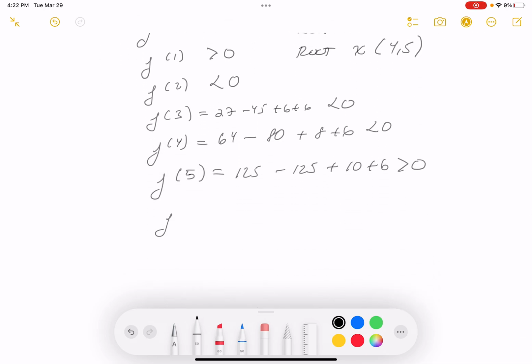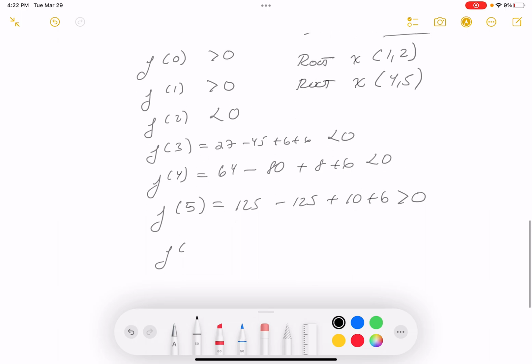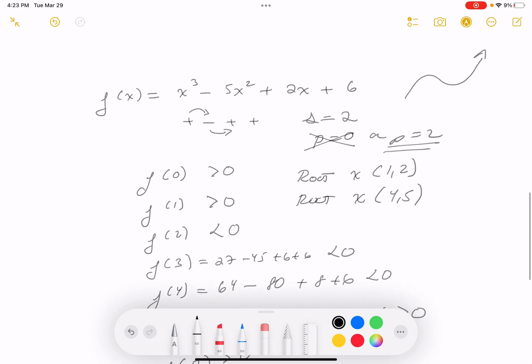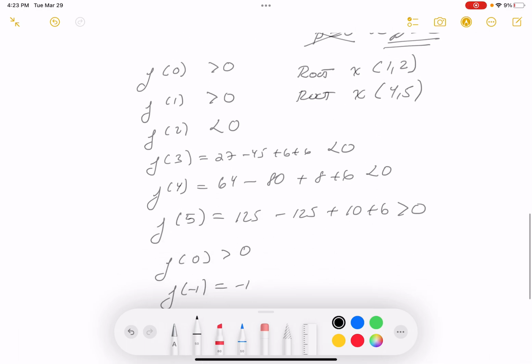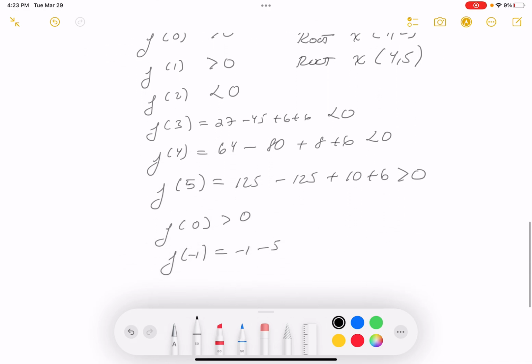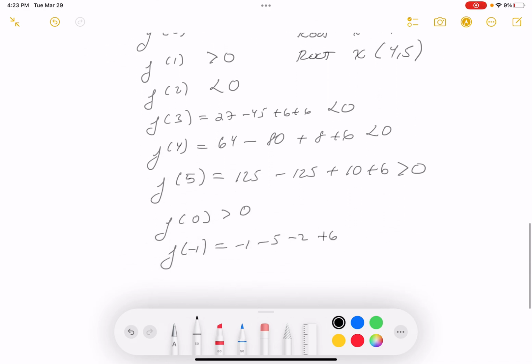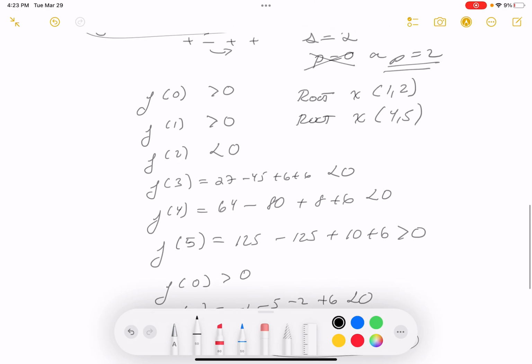So what's f of 0? Did I write that down? Oh, yeah, I did. F of 0 is greater than 0. Again, this is the function we're looking at. And let's do f of minus 1 now. That's going to be minus 1, minus 5, minus 2. Oh, this is clearly negative, right? Less than 0. So now I found the negative root. And it's between minus 1 and 0. All right? They want this. I gave it to them.